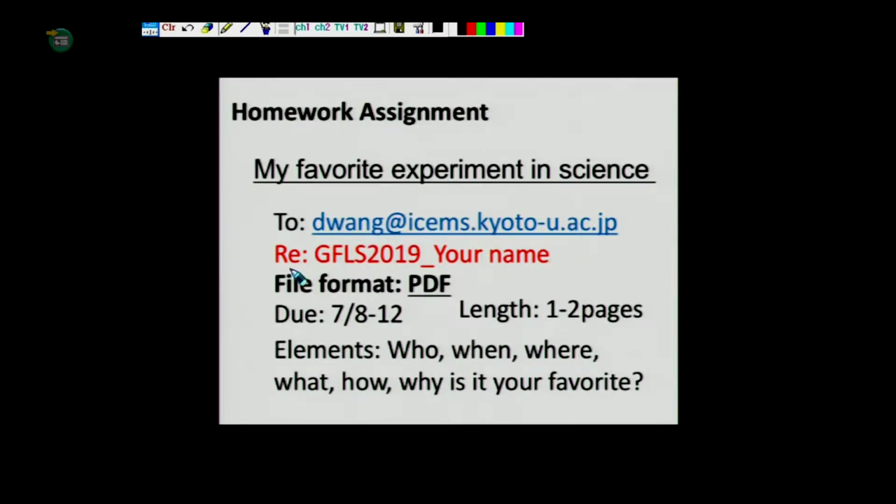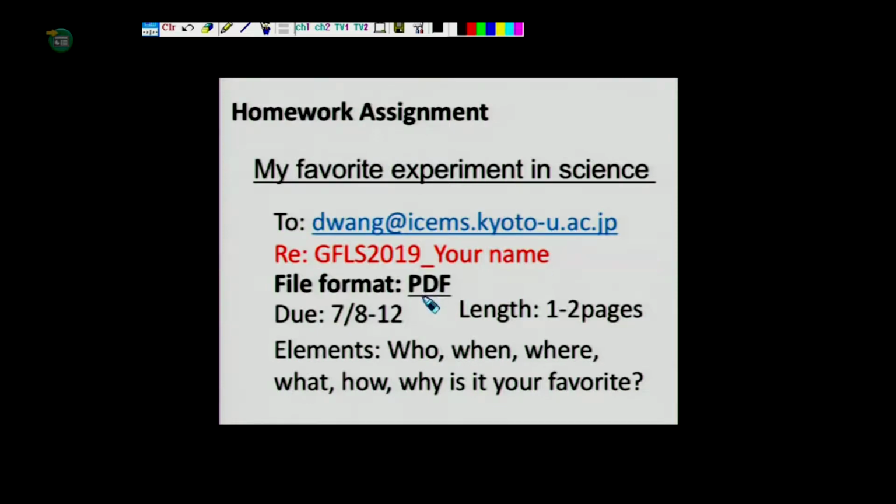In the title of your email, I want you to put exactly this prefix, GFLS 2019, underline, and then your name. This is going to help me search for the homework because I receive lots of emails and I'm going to search your emails using this keyword. So don't forget to put GFLS, Global Frontier Life Science, 2019 in the title of your email.